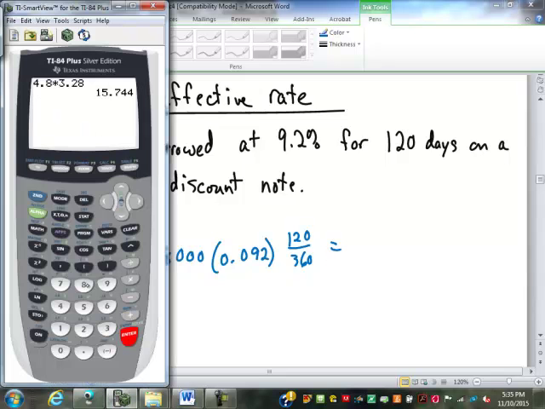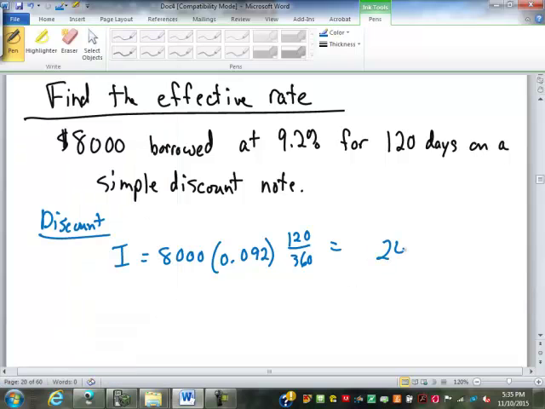So 8,000 times 0.092 times 120 over 360 gives us $245.33. Is that what you guys came up with for the discount, the interest? Okay. So that is our discount or the interest.